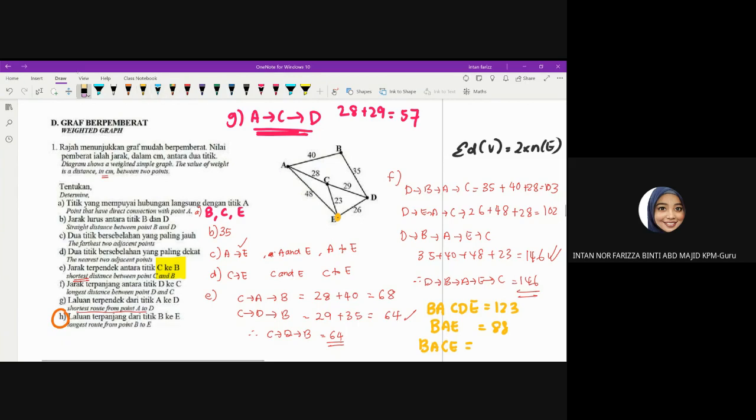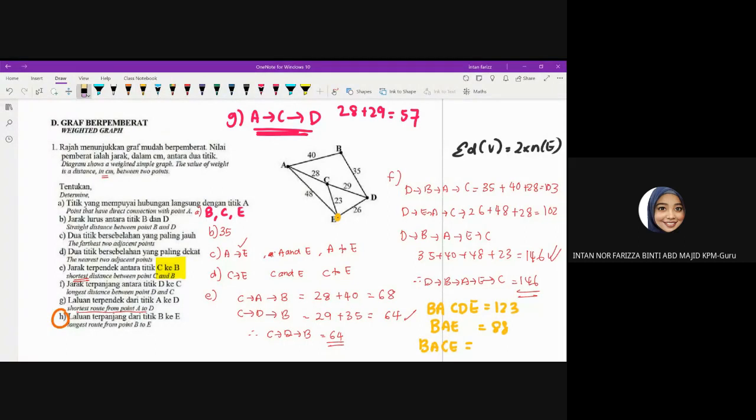Okay, so BA, where's my marker? Oh, I cannot write. Okay, BA. Yeah. Okay, you help me count first for BACE. I cannot write. Dah penat dah. Tadi pagi dah ada kelas. Okay. Okay, BACE. Oh, sorry, girls, I cannot write.